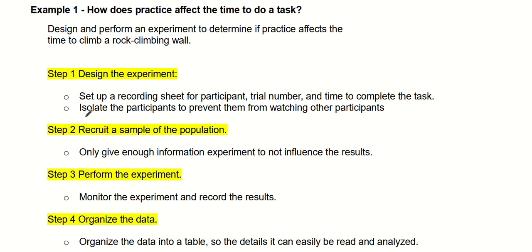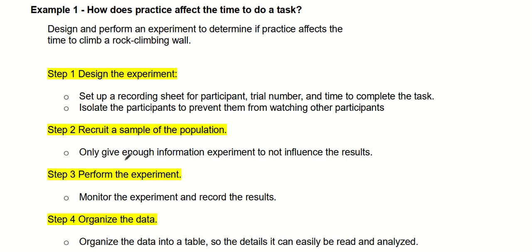And like again, here isolate the participants to prevent them from watching other participants. Because the truth is, a lot of people like to copy each other's answers. So you're not going to get a true answer because they may be self-conscious about giving their own answer. So you have to isolate them to get their true response, as opposed to them copying another person's response. Step two, recruit a sample of the population.